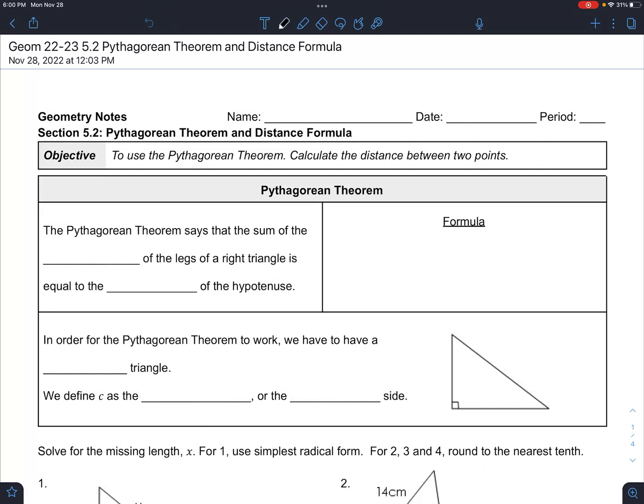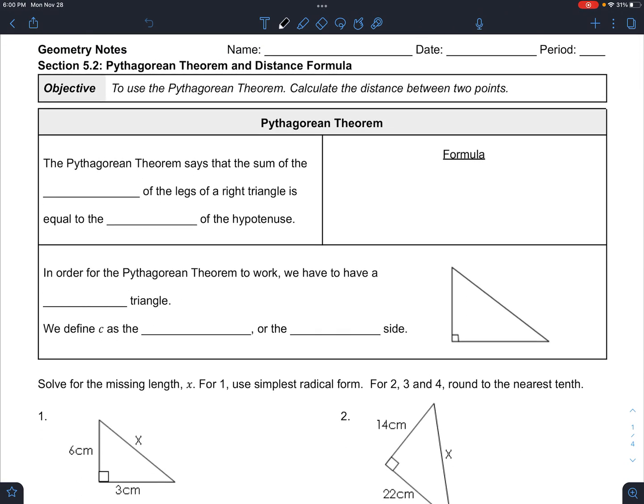We're going to talk about the Pythagorean theorem and the distance formula today. I'm not going to go through and do every single problem from the notes, so be sure you're using the answer key on Schoology in conjunction with this so you can get a full picture, because I will be skipping some of the problems just because I don't want the video to be 20 or 30 minutes long.